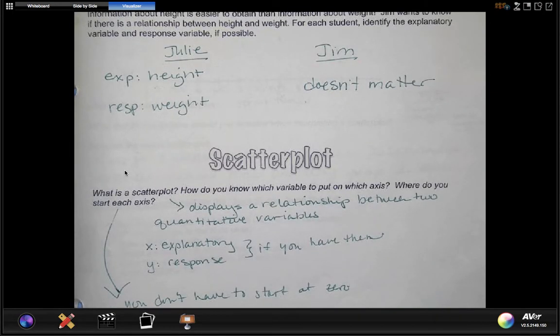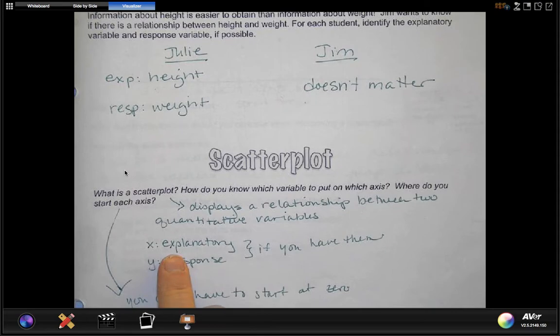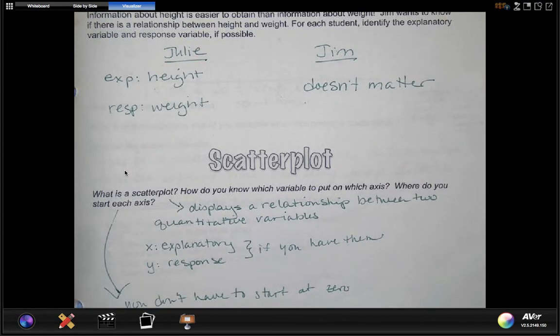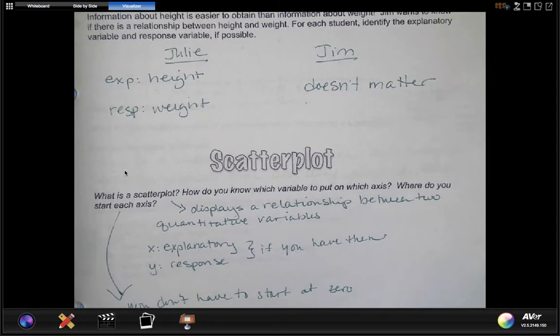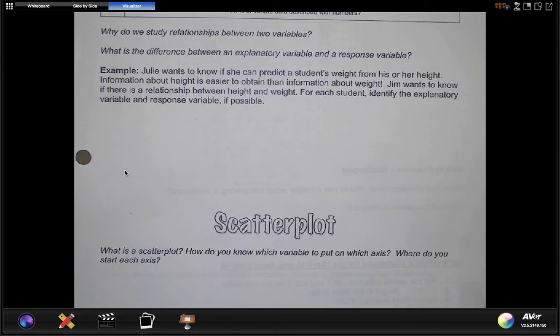What's a scatter plot? So a scatter plot just displays the relationship between 2 quantitative variables. Your x variable, if you have an explanatory variable, it goes in the x, explanatory x. And if you have a response, it goes on the y. You don't have to start at 0. Just again, we talked about misleading graphs before, so just be aware that graphs, pay attention to the scale on those graphs, okay?